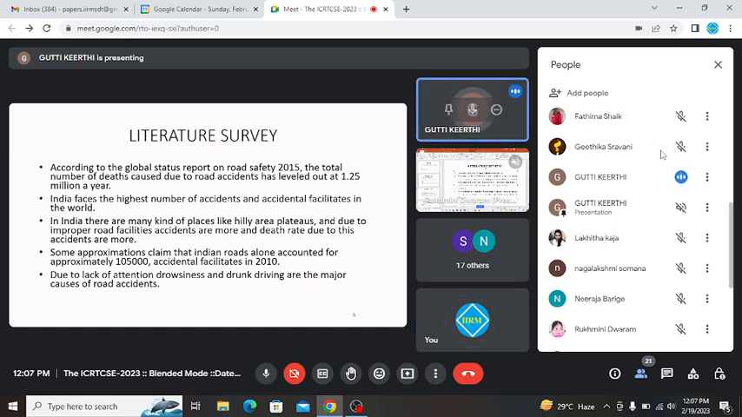According to the Global Status Report on Road Safety 2016, India faces the highest number of accidents. The roads are damaged, and there are different kinds of places like hilly areas, and due to improper road facilities, more deaths are caused in India, sir.